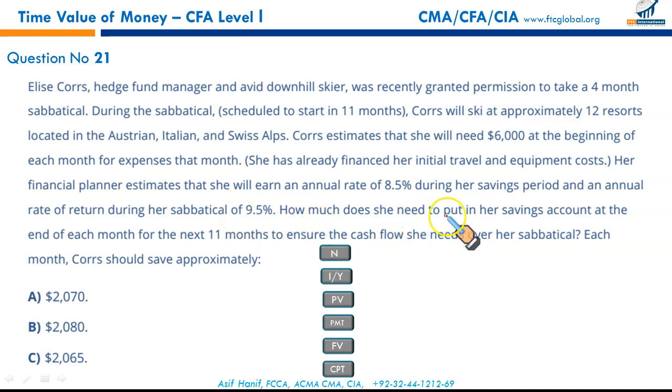How much does she need to put in her saving account at the end of each month for the next 11 months to ensure the cash flow she needs over her sabbatical for a period of 4 months after these 11 months are over? How much do you need to deposit in 11 months? It's a very good question indeed. And what would be the size of each payment?